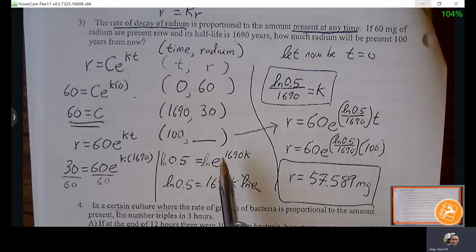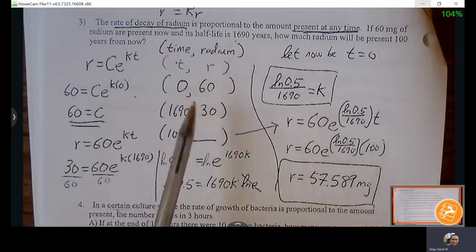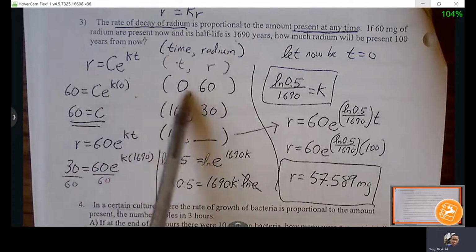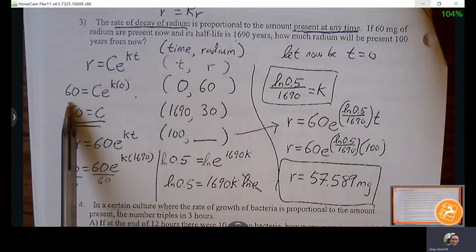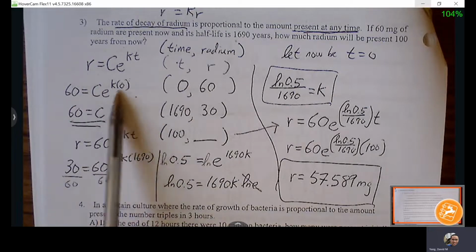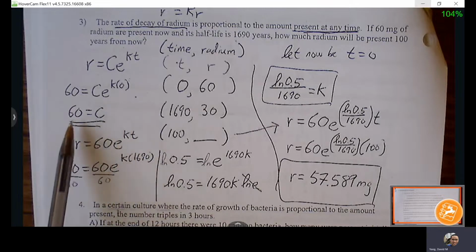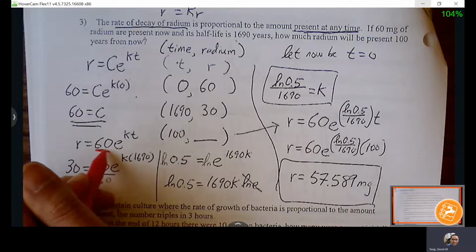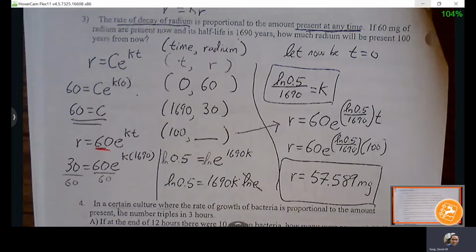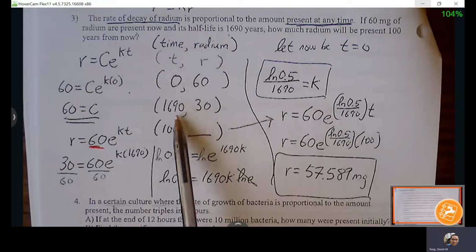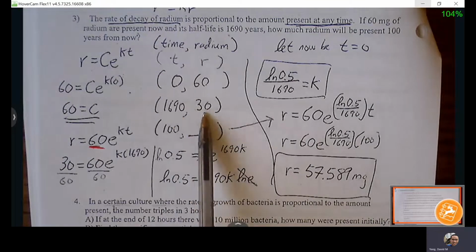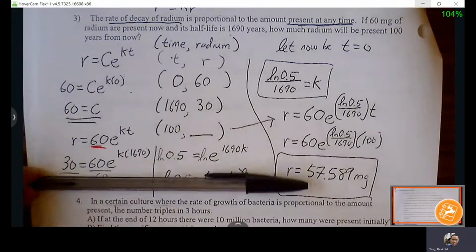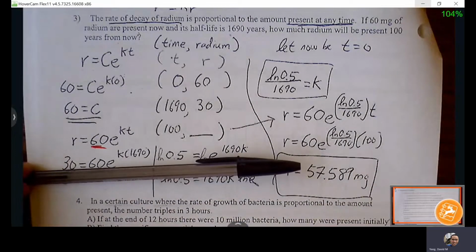Okay, so here are the steps, right? We know that the 0 and 60 are going to be involved in helping solve for C. So t gets replaced with 0, 60 replaces R. We get that e to the k0 becomes 1, so C equals 60. Once you have your 60, update your equation, and then continue with your second ordered pair. So we'll insert 1690 for t, 30 for R. And once you have that, 30 is equal to 60 e to the 1690k.